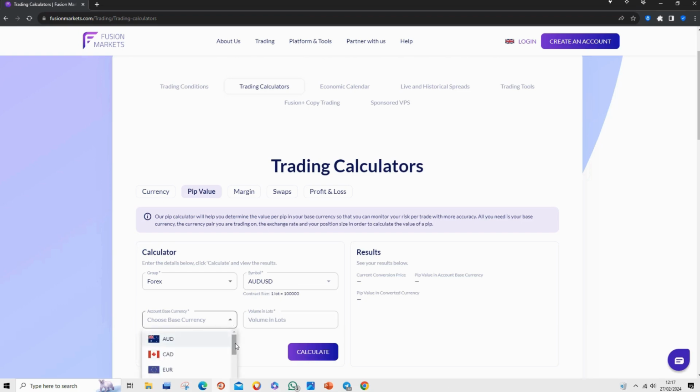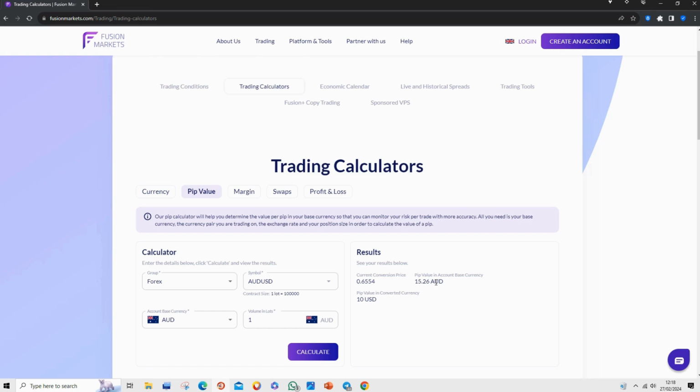Account-based currency, depending on where you are in the world. Let's say we're in Australia. And volume in lots. So just as a for instance, I'm just going to put a 1 there. So 1 lot, and I'm going to press calculate. So if we were trading Australian US dollar with 1 lot in our MT4 or MT5, then that would mean 15.26 Aussie dollars would be traded per pip.